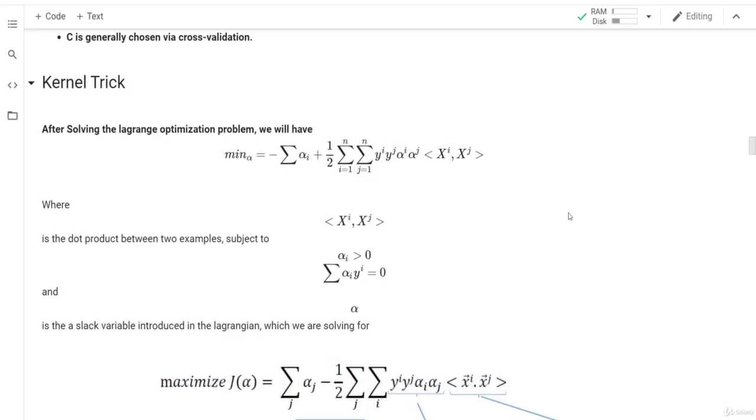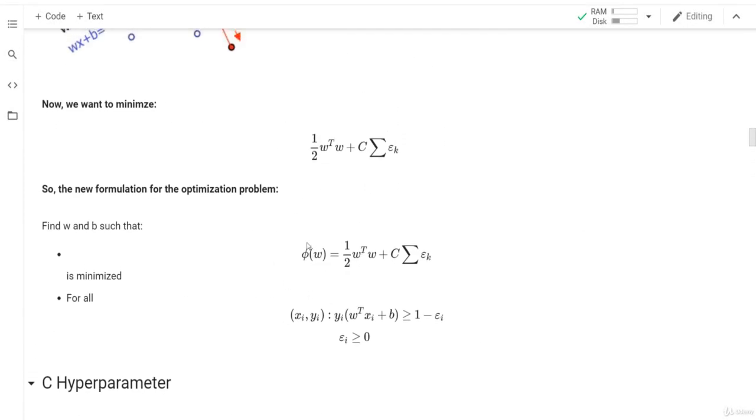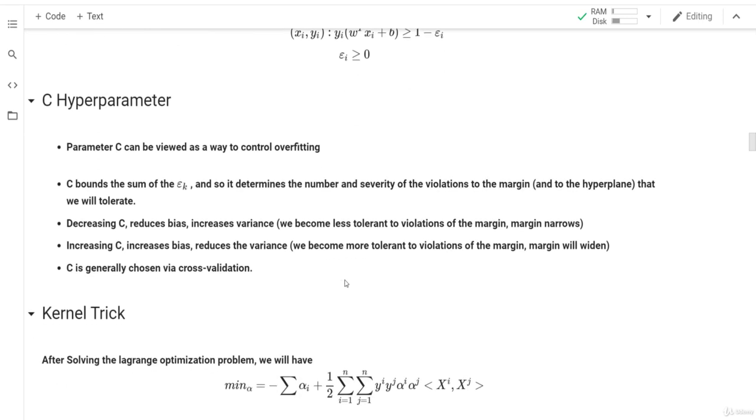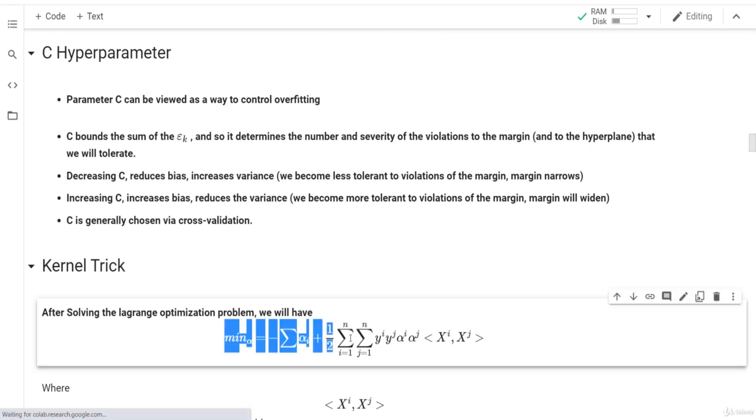Now let's understand the kernel trick. If you remember this equation, we said that we are going to solve it using something called a Lagrangian multiplier, and you will see it in the resources. After solving the Lagrangian optimization problem, we will have something like this. This is the equation we will have.